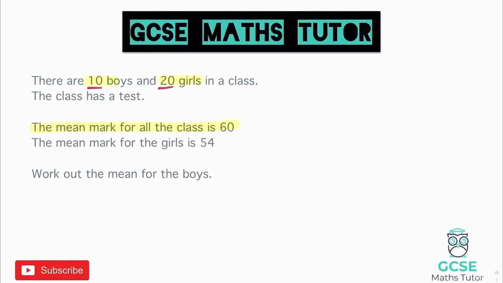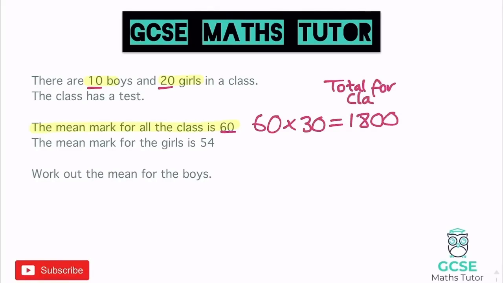We've been given that the mean for the whole class is 60, and we've just established that there's 30 students in the whole class. So we're going to do 60 times 30, and that's going to tell us their total. 6 times 3 is 18, add on the 2 noughts, that's 1,800, and that is the total for the whole class. It's usually worth labelling these, particularly if you haven't quite got your head around it. Let's label that total for class.